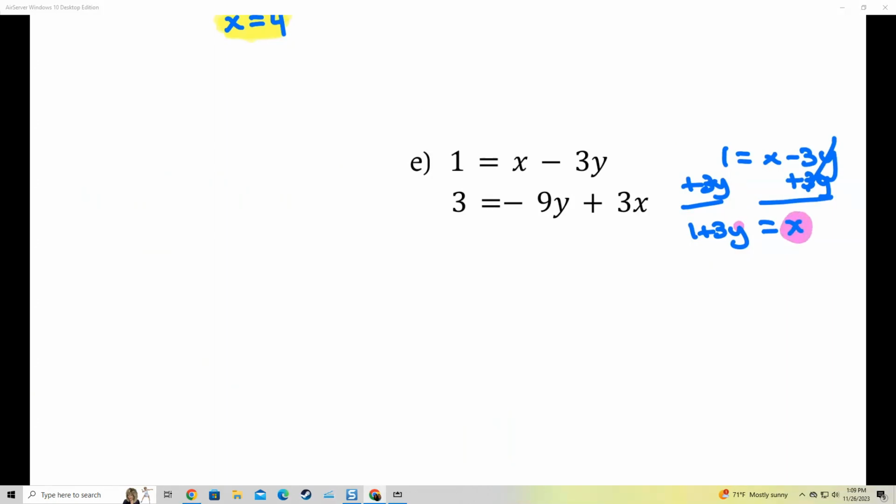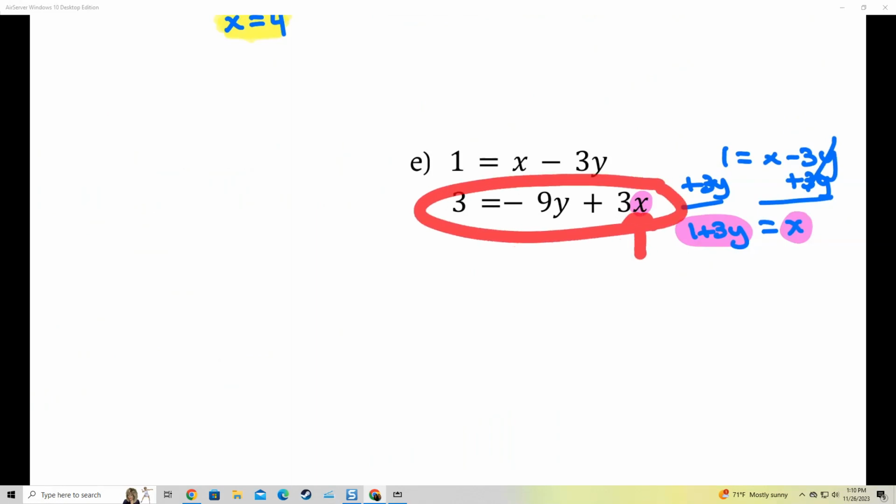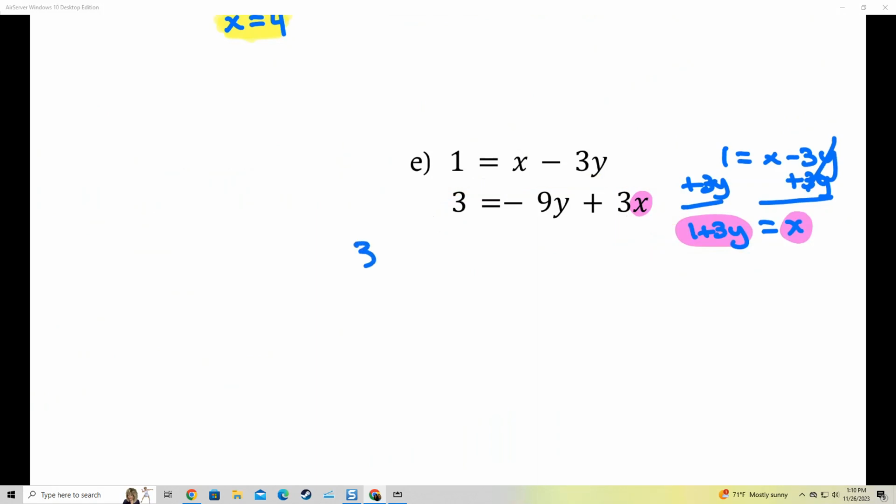Anywhere I see the letter x on the other equation, I get to replace it with 1 plus 3y. On the other equation, I see an x right here, so I know that's where I'm going to write the 1 plus 3y. So let me rewrite this entire equation again, but replace that x with this value now. So this is going to say 3 is equal to negative 9y plus 3 times, what's my x? My x is 1 plus 3y.